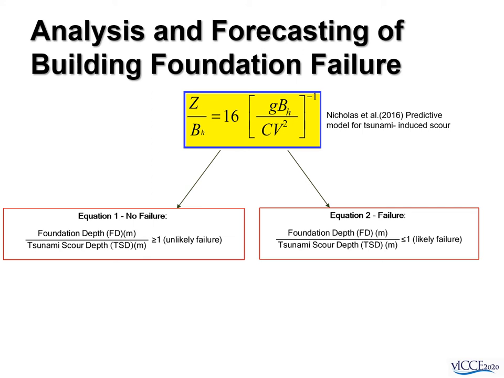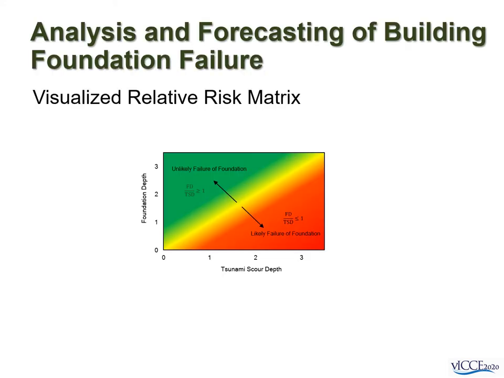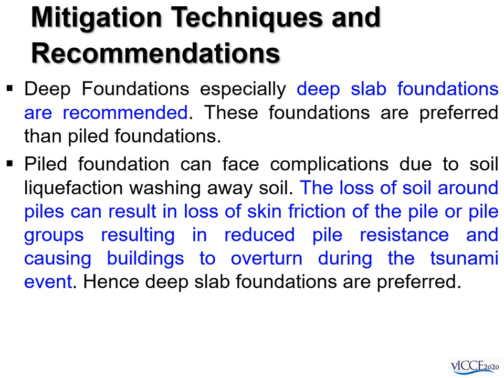In equation 1, the state of no failure occurs when the ratio of the foundation depth and the induced tsunami scour depth is greater than 1. In equation 2, a state of failure occurs when the ratio of the foundation depth and the tsunami-induced scour depth is less than 1. The final output can be placed onto the risk matrix and the risk visually observed. Buildings classed as high risk will lie within the red zone, while buildings classed as low risk will lie within the green zone. There are several mitigation techniques and recommendations.